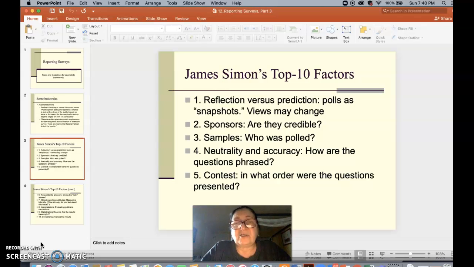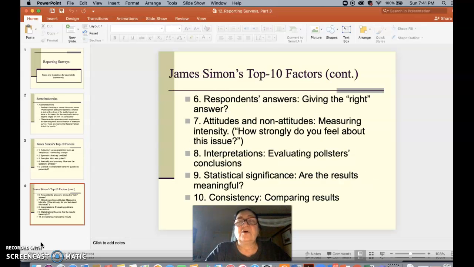Neutrality and accuracy. How are the questions phrased? Are you using adjectives? Are you using tinted questions that show your attitude and pushing the respondents one way or another? Context. In what order? What is the order in which the questions are presented? So, are the respondents giving what they feel is the right answer? Are you giving them the impression that this is a check of their knowledge?